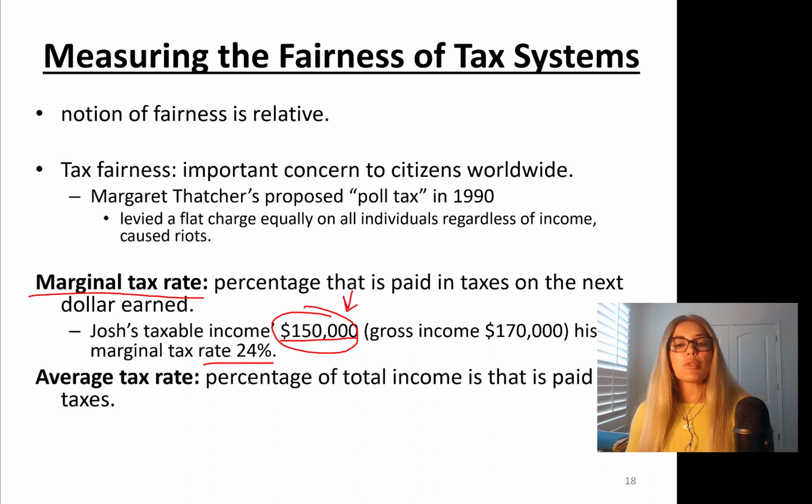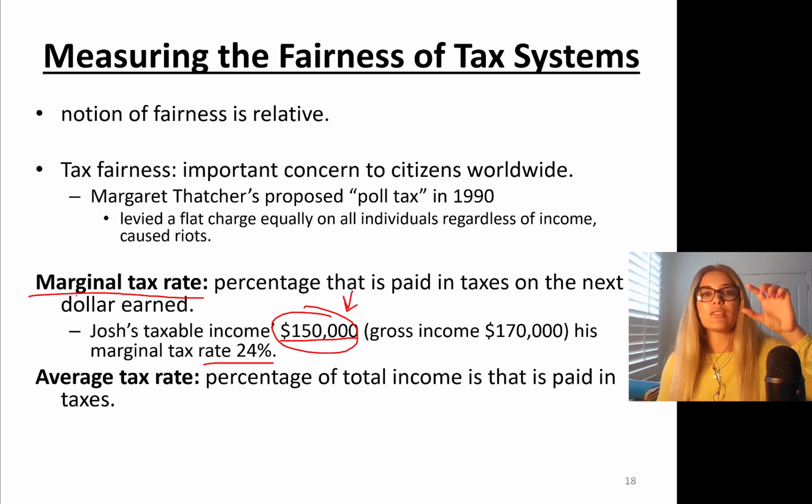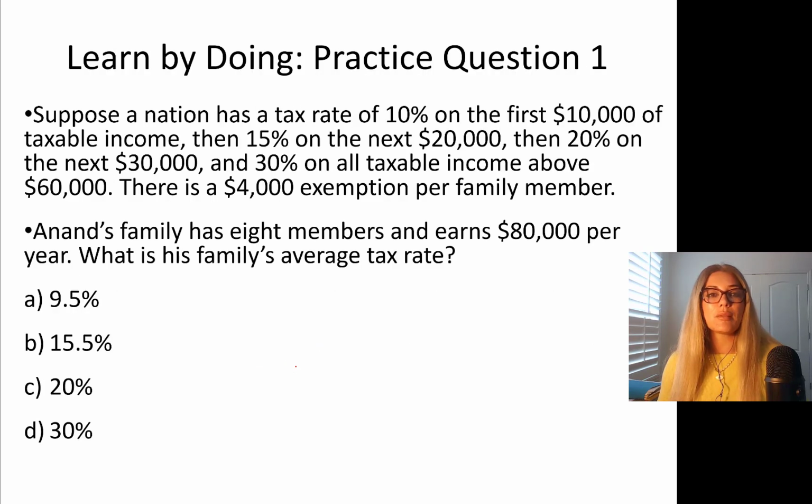Average tax rate is the percentage of total income that is paid in taxes. Almost always the average tax rate will be less than the marginal tax rate unless you're in the first tax bracket. Josh's average tax rate is, for instance, 17.69%. This is a tax bill as a percentage of gross income. So let's do a practice question, learning by doing.